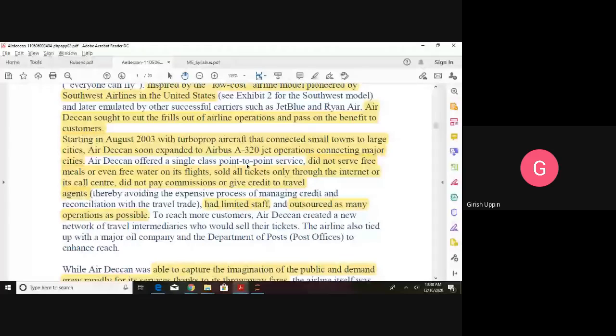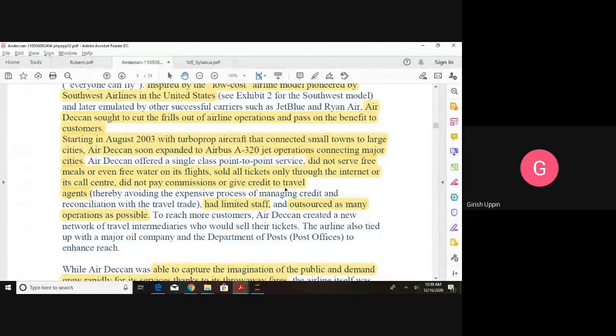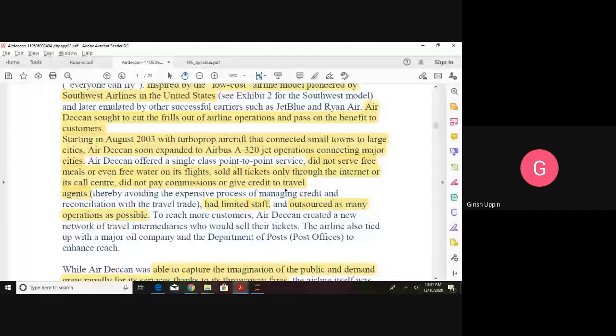They sold all tickets only through the internet or call centers, and did not pay commissions or give credit to travel agents. That helps with working capital. One thing is commission: by avoiding the commission, that saving is transferred to the customers in favor of a low cost ticket. When they are booking daily, they will be booking many tickets, and over a period they will have a huge pile of money which belongs to the airline company. There would be some kind of agreement, where they pay the agency every 15 days, and that amount is not available for the company.